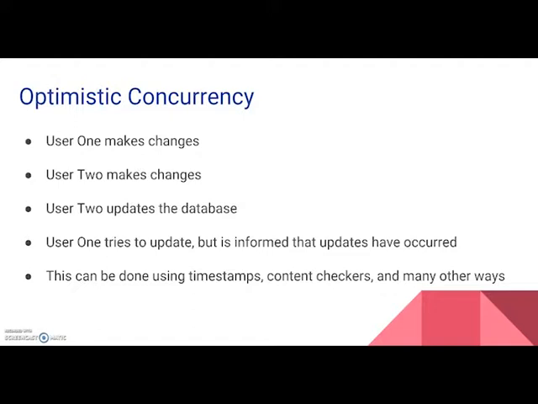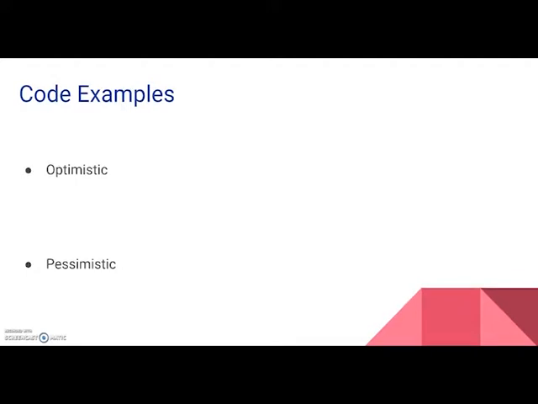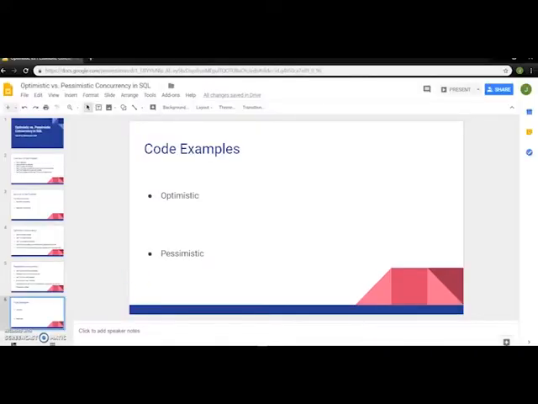This can be done using timestamps, content checkers, and there are several other ways to do it, and later on we will demonstrate how to do this within ADO with Visual Studio. So on to the code examples. First we're going to start off with optimistic concurrency.